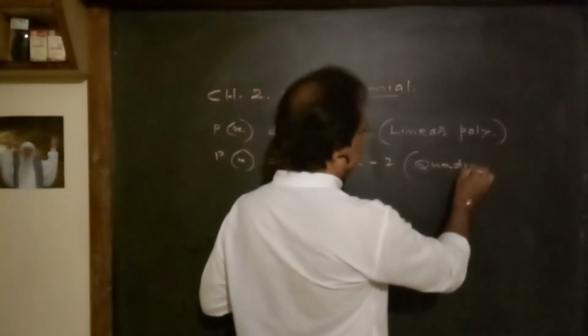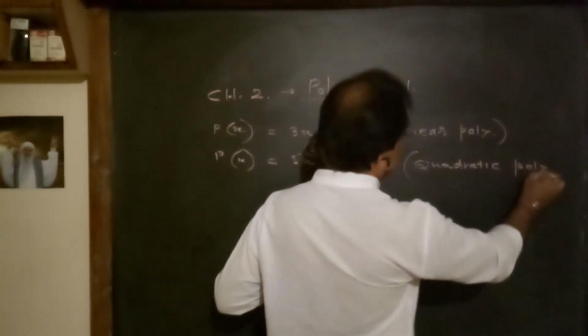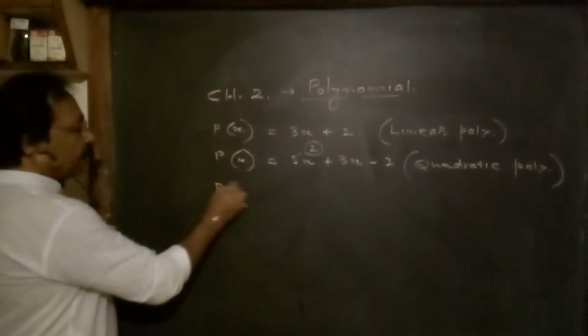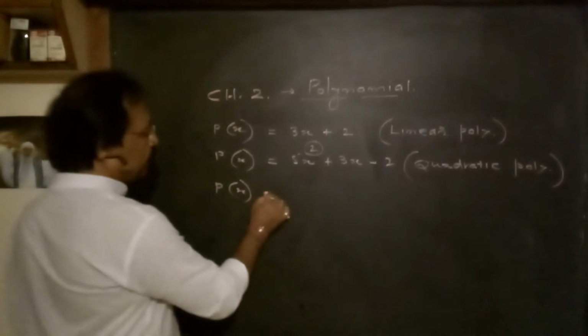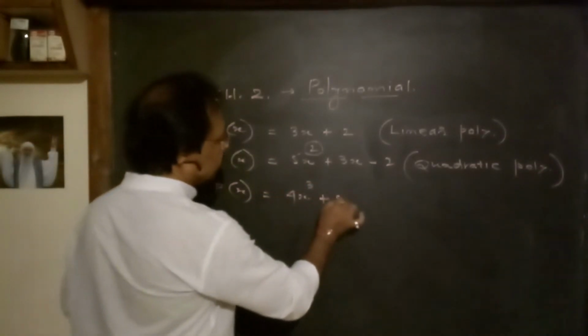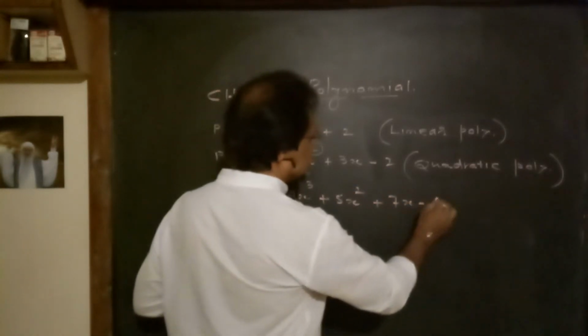When the highest power of x is 2, then it is called quadratic polynomial. Another type of polynomial, if I write p of x is equal to 4x cubed plus 5x squared plus 7x minus 3.